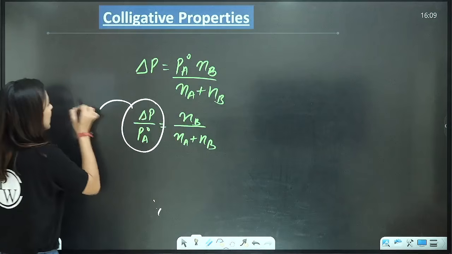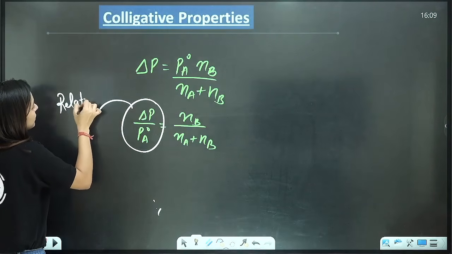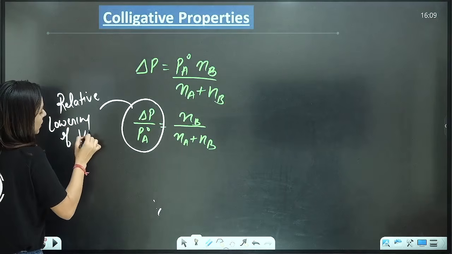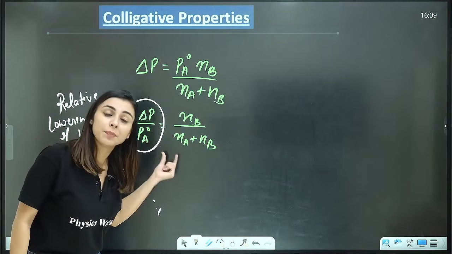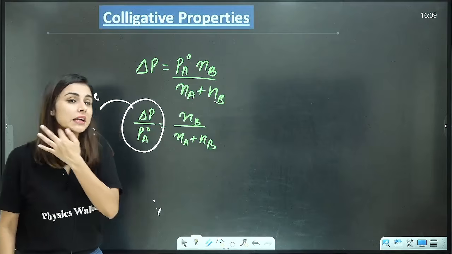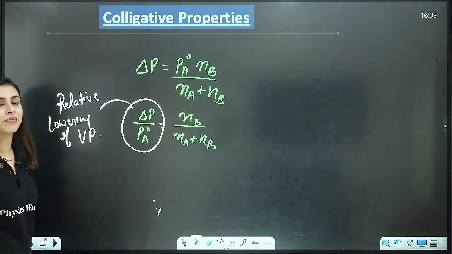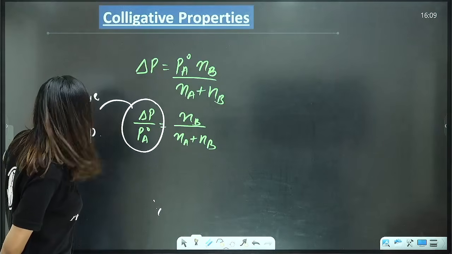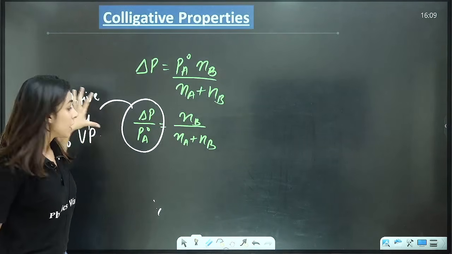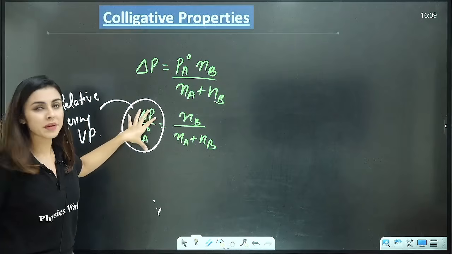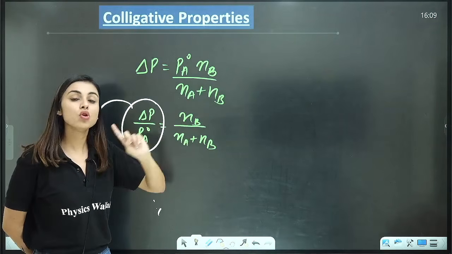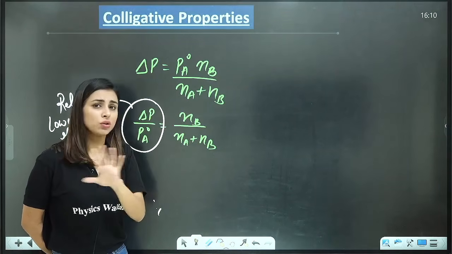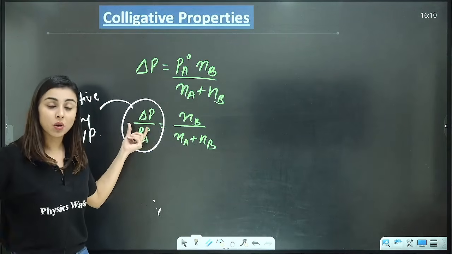This is known as relative lowering of vapor pressure. So delta P by PA naught has a different name, and that name is the relative lowering of vapor pressure. Now, my dear students, relative lowering of vapor pressure, that is delta P by PA naught, depends on the moles of solute, nB. Does it depend on the nature? No, ma'am.